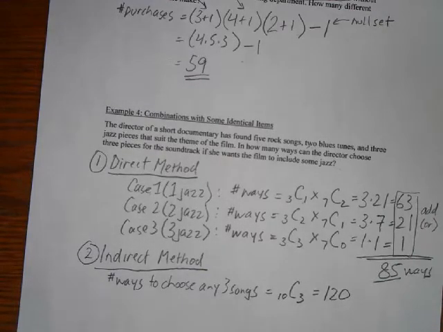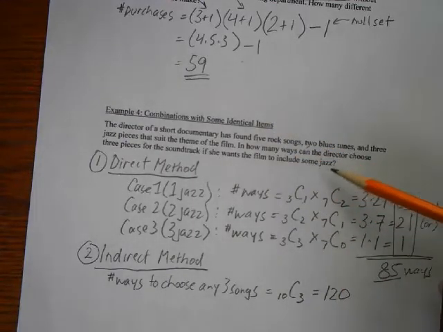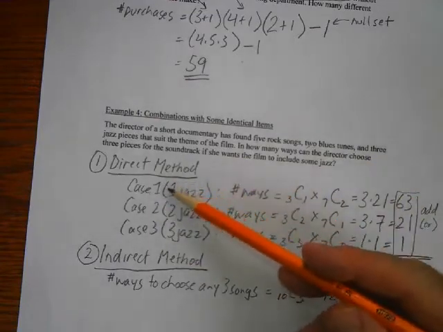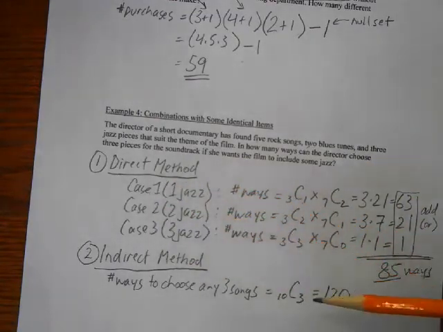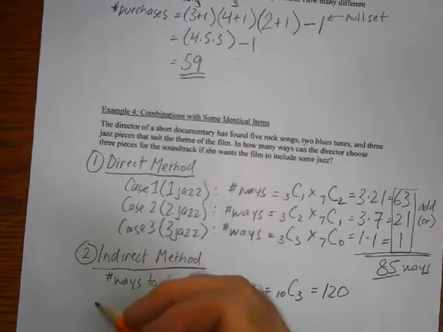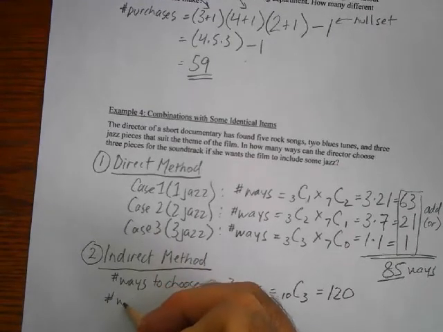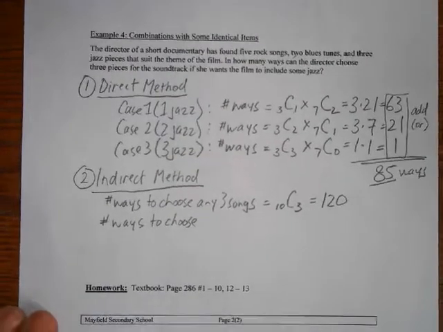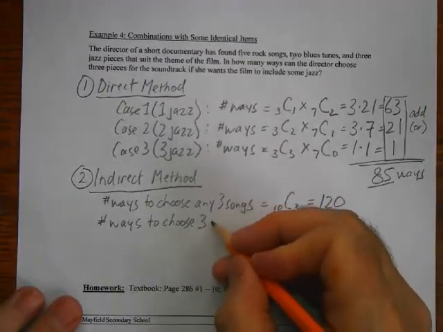Okay, now what don't we want? This says the director wants to choose 3 pieces for the soundtrack if she wants the film to include some jazz. The direct method was 1 jazz, 2 jazz, or 3 jazz songs. So what don't we want? We don't want no jazz. Or in other words, all 3 songs would be non-jazz songs. So that should be fairly easy to count. Number of ways to choose 3 non-jazz songs.